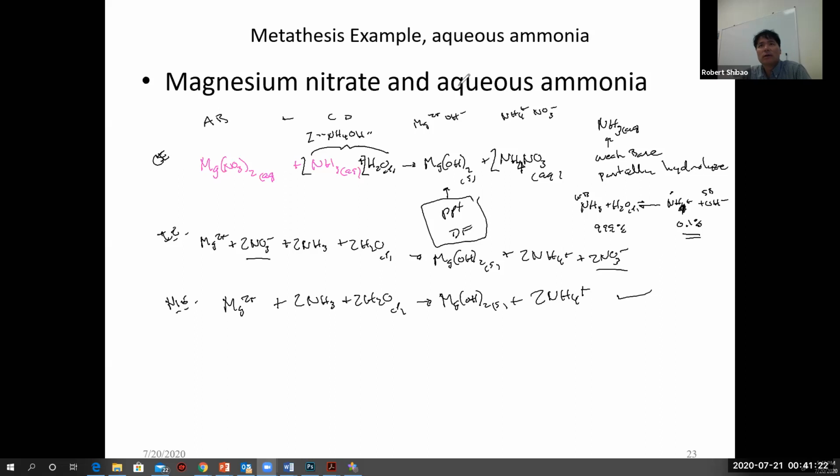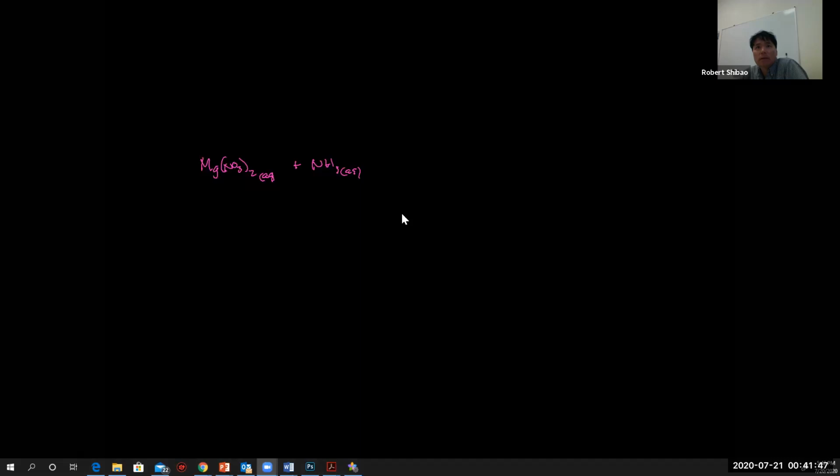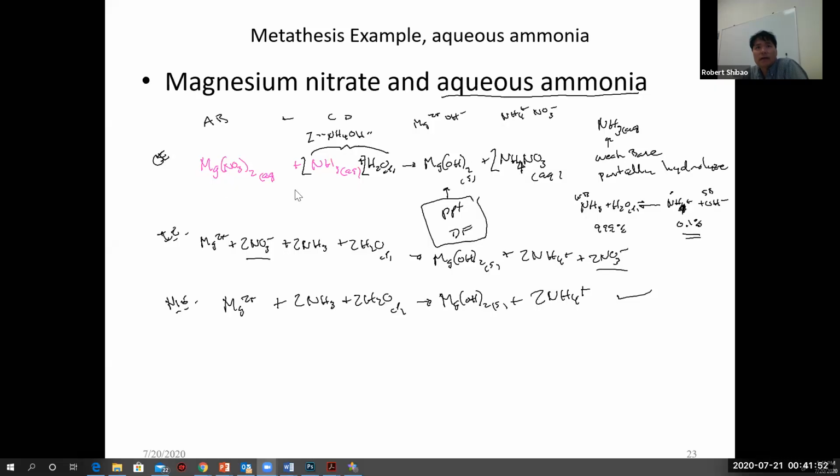So this is tricky. Whenever we have aqueous ammonia, we have to treat that as if it's ammonium hydroxide, as if it's behaving as ammonium hydroxide, which it is, but we don't write ammonium hydroxide here. A lot of people will write ammonium hydroxide here. You can't really buy this stuff, you know, because it's unstable. It decomposes into ammonia and water. Okay, those are some examples of metathesis reactions.